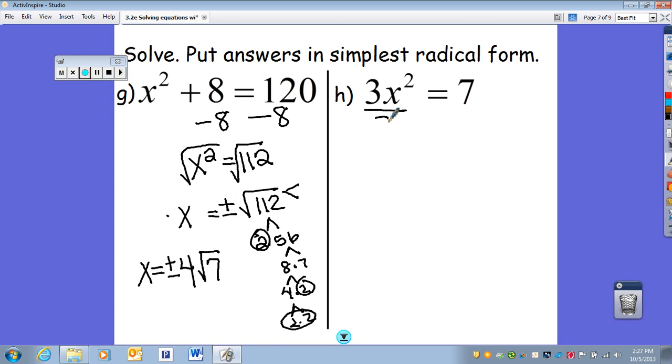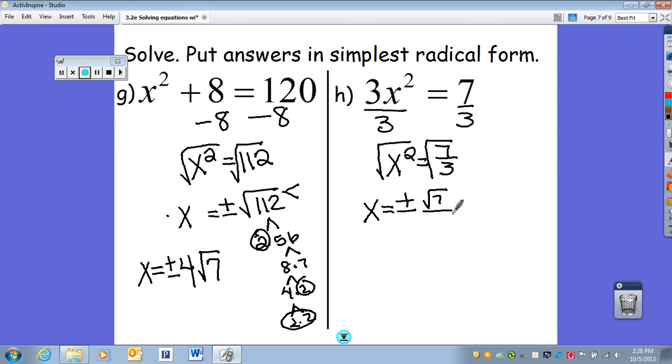In our next example, we want to divide both sides by 3, and so we have x squared is equal to 7 over 3. Again, leave it as a fraction, don't turn it into a decimal. Now we're going to take the square root of both sides. So we have x is equal to plus or minus the square root of 7, and notice I'm going to split this into the square root of 3.